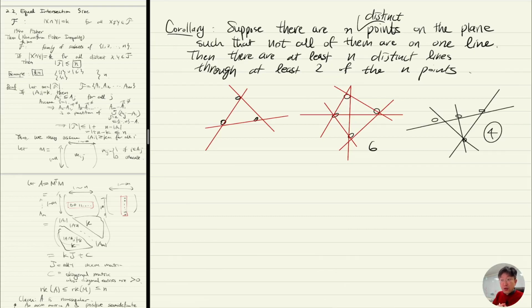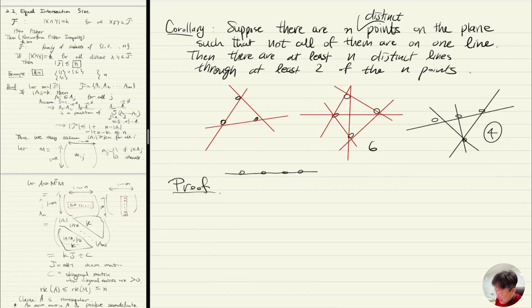And the answer is, no matter how you try to make it, you will create at least n lines unless all of the points are on the one line. In this case, you have only one line. All right. So that's the problem. And here's the proof.